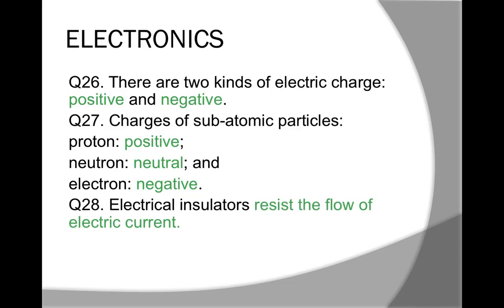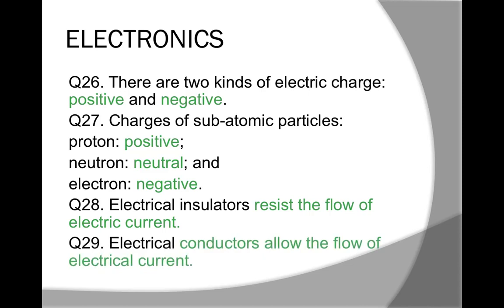Electrical insulators resist the flow of electric current. Now, we covered this when we did the atoms and bonds section. Metallic bonds have free electrons, which allow electrical charge to flow. On the other hand, ionic bonds, that lattice isn't going anywhere. All those ions are trapped. There's nothing free to allow the charge to move. Covalent bonds, same deal. They've got nothing that allows that charge to move.